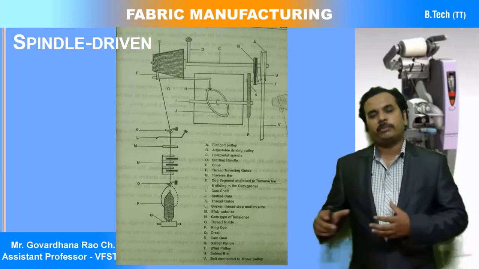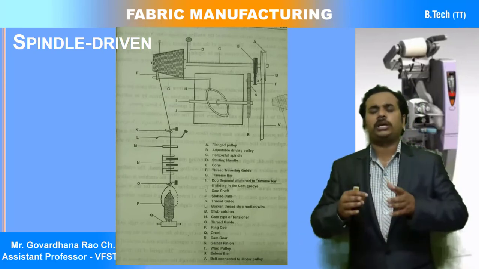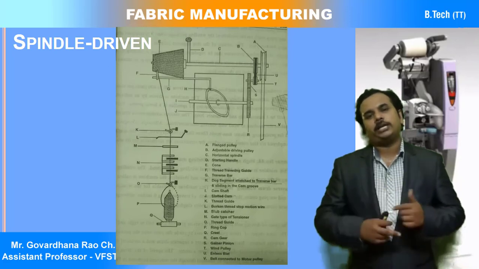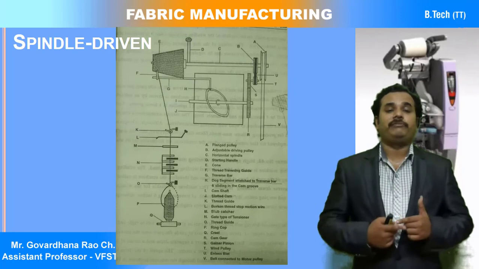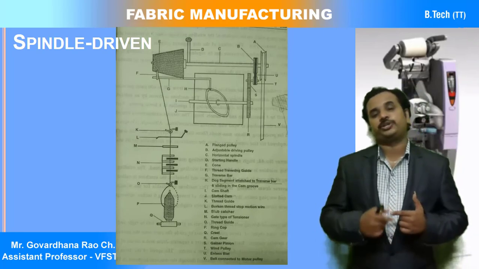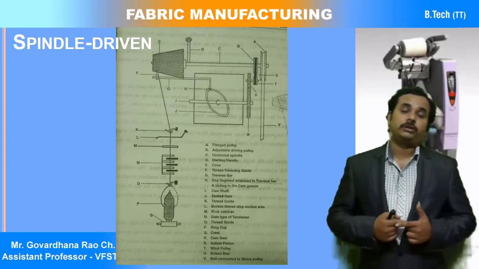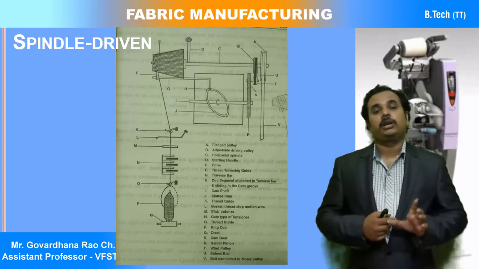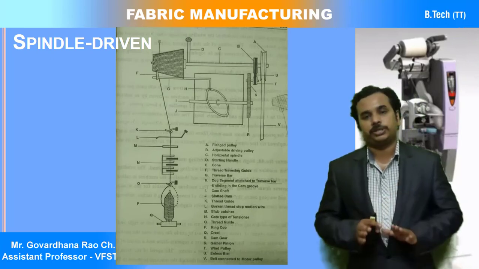So directly from the motor, the drive is transferred to the package. The package is driven directly here. So this is called a precision winding machine or package driven winding machine. The first one is called the drum driven winding machine, and this is called the precision winding machine or spindle driven machine.